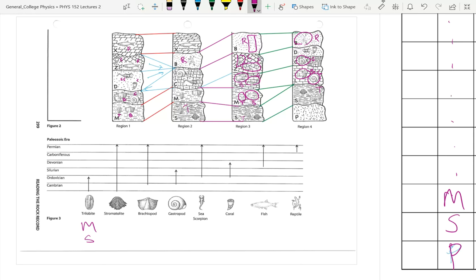The brachiopods. Brachiopods can appear in everything except for Cambrian. So anything that has a brachiopod I know is not Cambrian. So where do we find the brachiopods? We found them in L and M. Now we have enough information to make a call, because trilobites appeared in M and S and brachiopods appeared in M and L. So I had M in both of these, which means M has to be one of these two and one of these. So M is Ordovician. The only thing that overlaps is Ordovician.